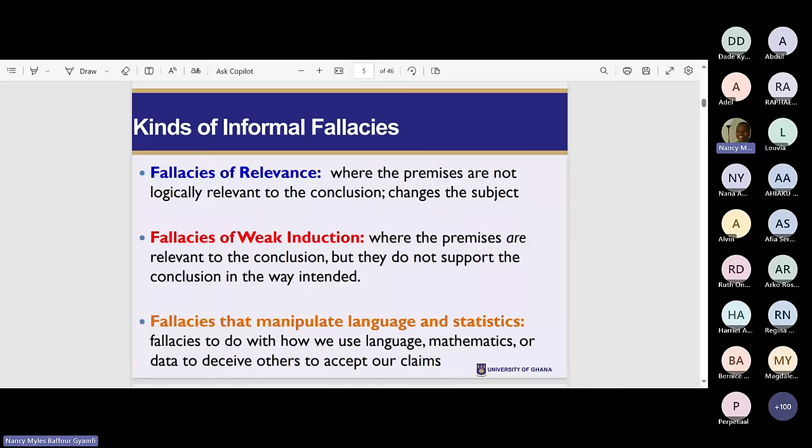Okay. Then we will still have some informal fallacies. We call them fallacies because those particular ones together fall under a manipulation of the language. You are playing on the language. You are doing something with how you're using language to convince me to accept the claim. You haven't really argued well. What you have done is to manipulate the language.